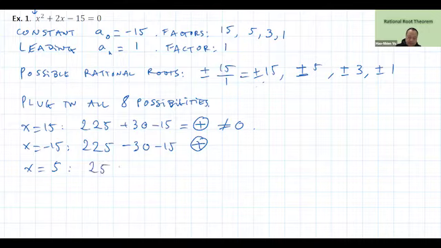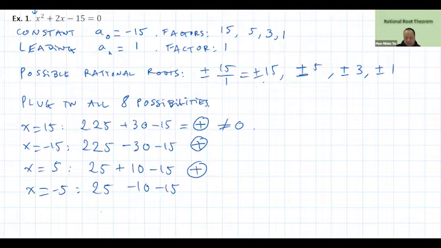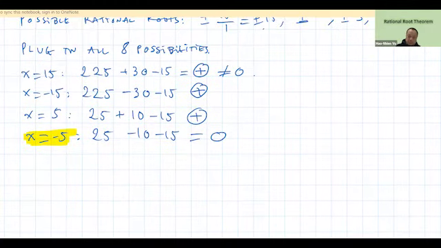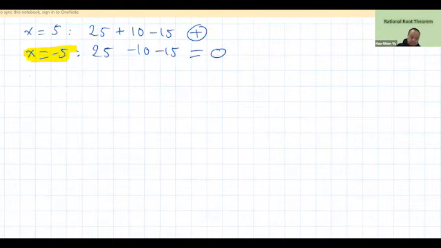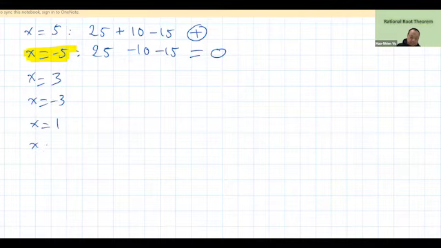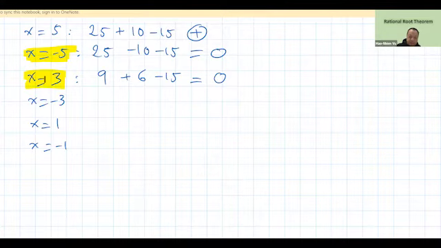Five squared is 25. It's also positive, not a root. Now try x equals negative 5. Ooh, this is 0. So x equals negative 5 is a root. Next, I have plus or minus 3 and plus or minus 1. Three squared is 9. 9 plus 6 minus 15 is 0. So x equals 3 is also a root.